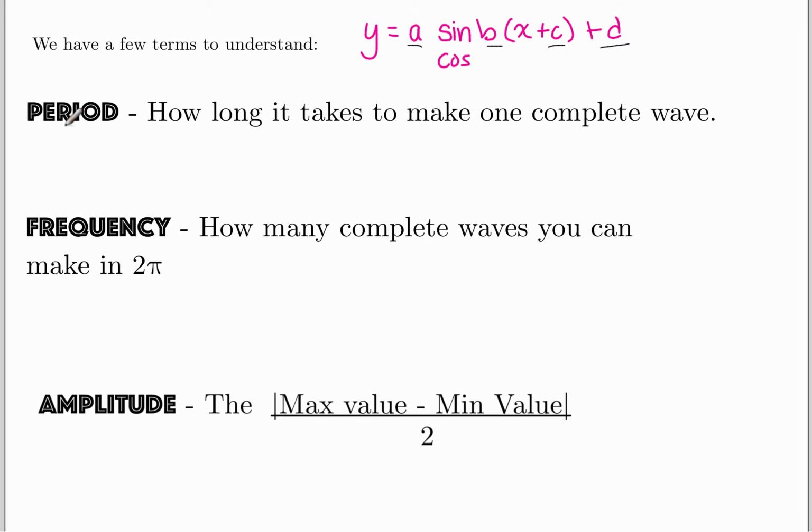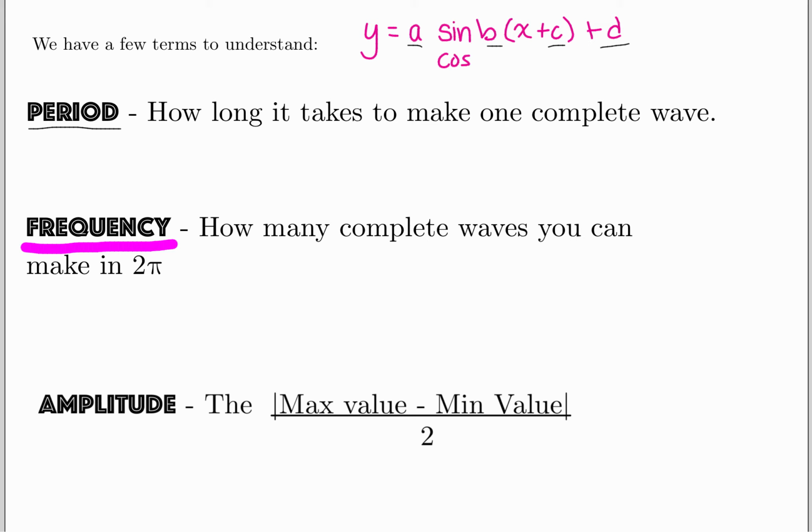First thing, the word period. How long it takes to make one complete wave. Well, as far as you know right now, a sine wave takes 2 pi to make one complete wave. A frequency: how many complete waves you can make in 2 pi? Well, I'll tell you this, in high school I used to get confused between period and frequency. I could never tell the difference.